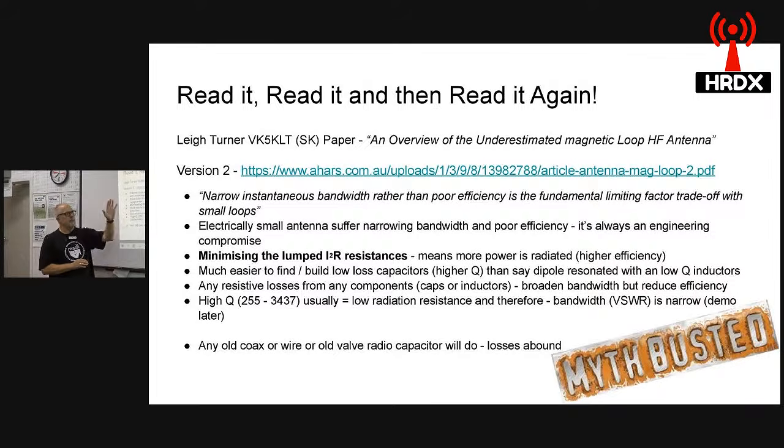And for loops, the key thing is minimizing what they call the lumped resistances, ohmic resistances. And as you lower those, you have to obviously raise the power to get the radiation level up to the same sort of level. It's much easier to find low loss capacitors than low loss inductors. And in this particular case, and I'll show you what's sitting in the top of this, there's a vacuum capacitor sits in the top of this.